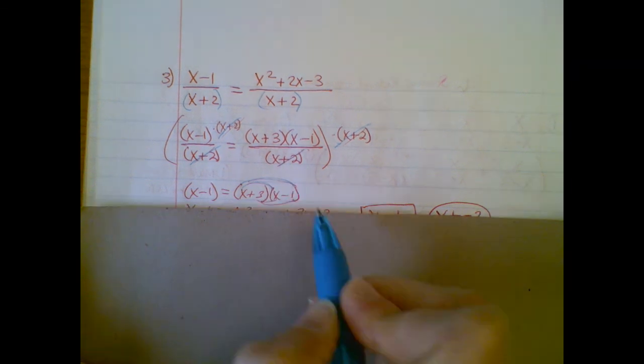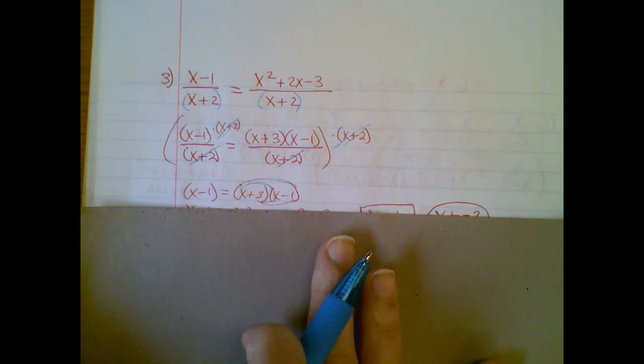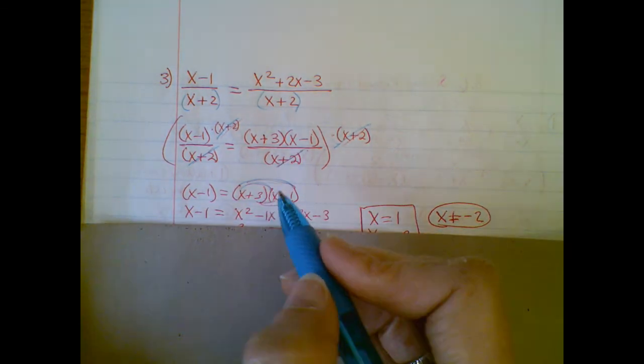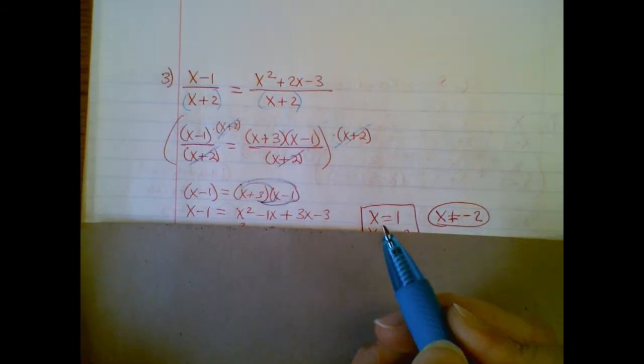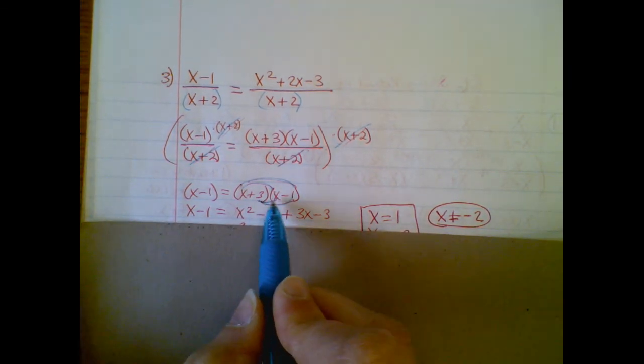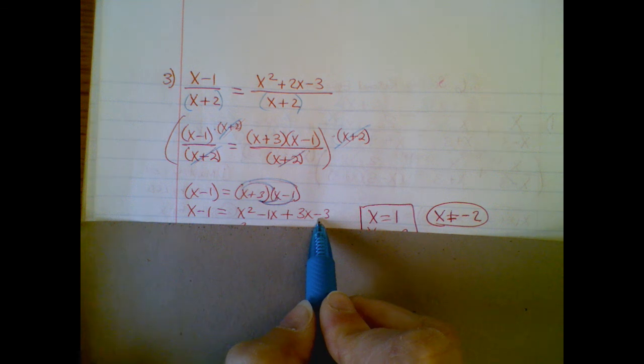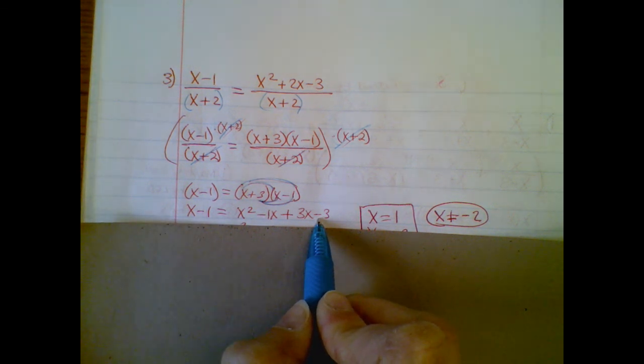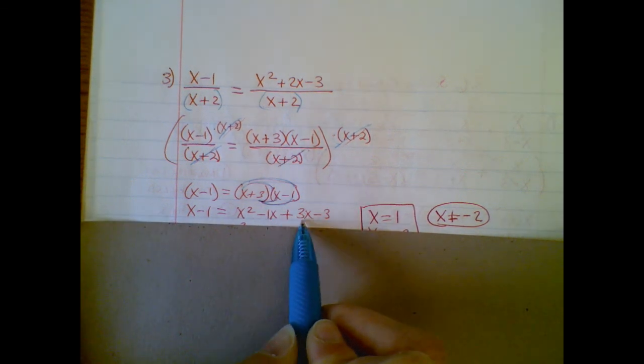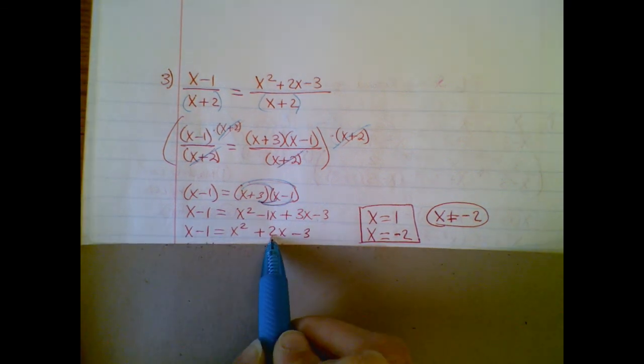So we distribute the x over here, so x times x is x squared, x times negative 1 is negative 1x. Distribute the 3, so we have 3 times x is 3x, 3 times negative 1 is negative 3. Now we want to start setting it equal to 0, moving everything to one side and combining like terms. So first off, negative 1x plus 3x is positive 2x.